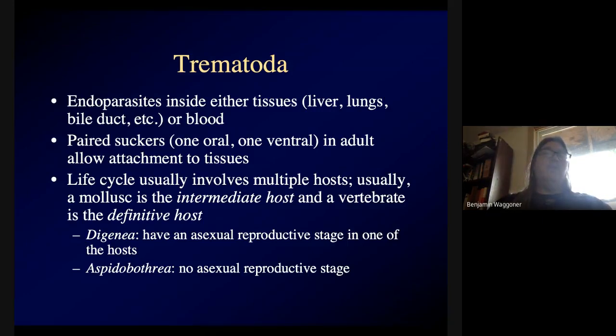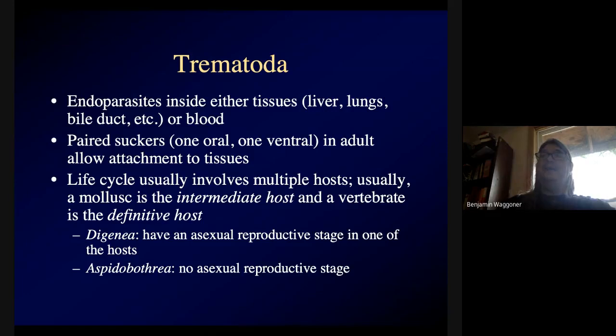They'll reproduce asexually in the snail. And then when the time is right, they'll burst out and penetrate into usually a vertebrate. And in the body of the vertebrate is where they'll undergo sexual reproduction. So if sex is happening in a host, we call that host a definitive host. And then asexual reproduction takes place in an intermediate host.